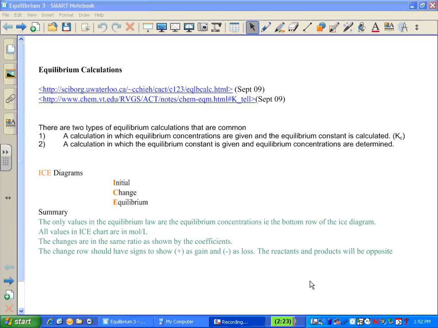In order to organize the data in this type of problem, we're going to use something called an ICE diagram or an ICE chart. ICE stands for initial, change, and equilibrium. A few little points about the ICE diagrams.